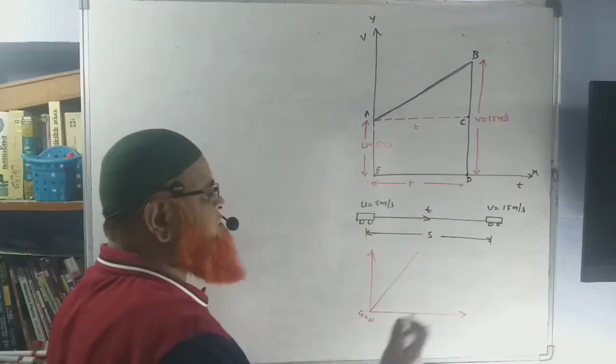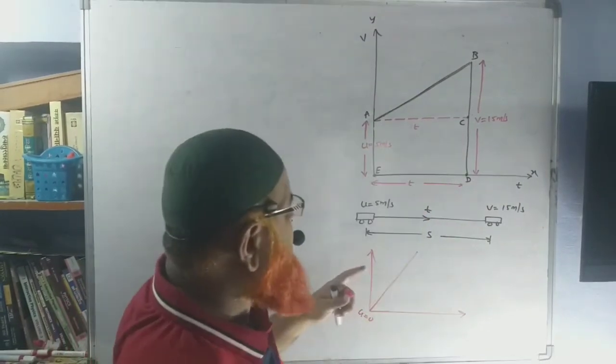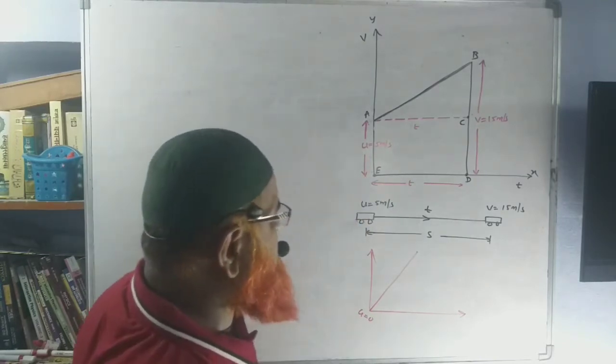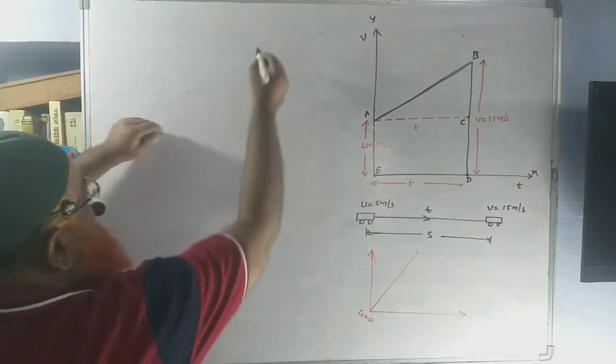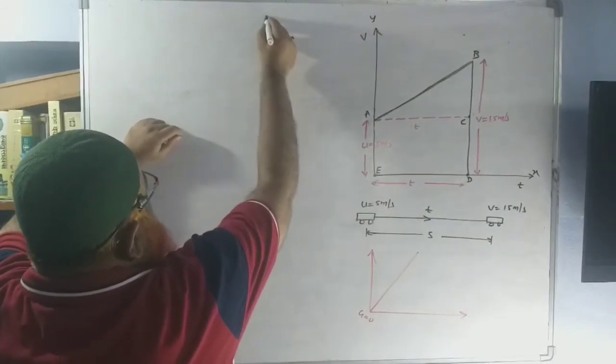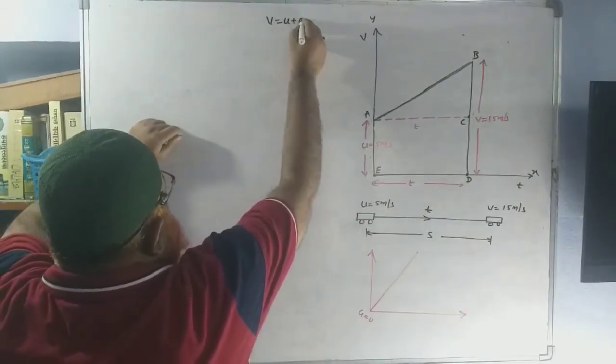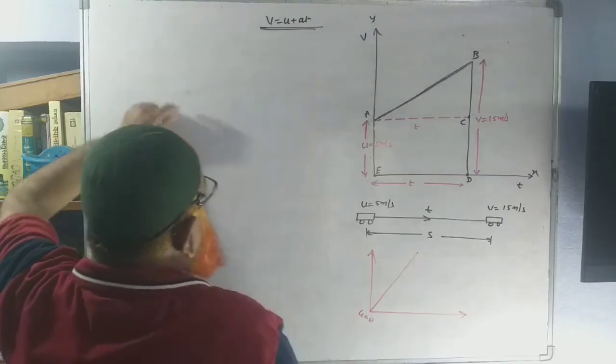So how can we find out now in this case? How can we discuss the equations of motion? Let us say here. The first equation of motion we shall discuss here. The first equation of motion is v is equal to u plus at. We have to derive this one. How are we going to derive this one?